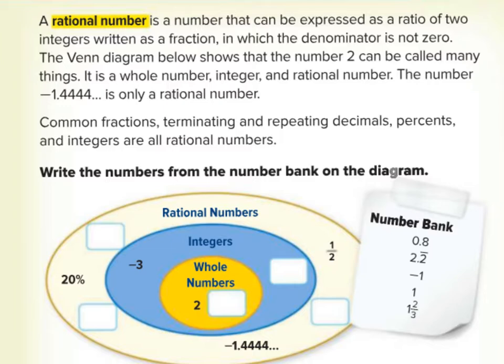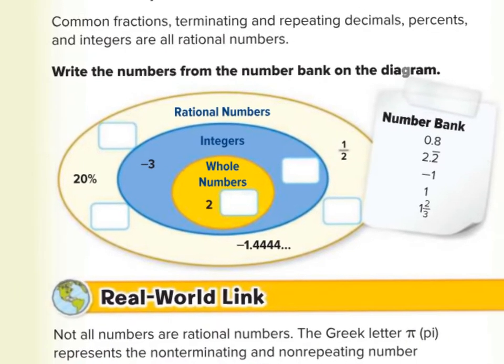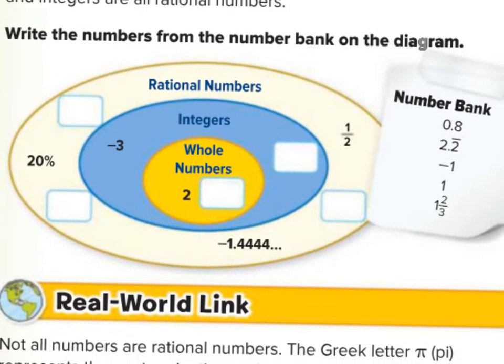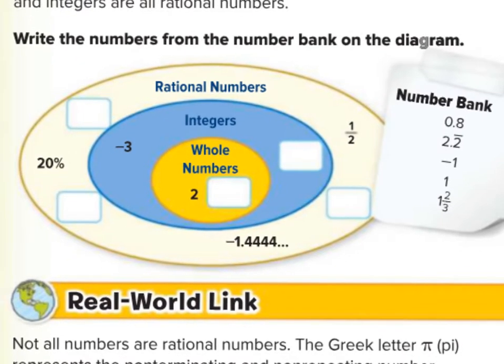So let's work on this Venn diagram. I would recommend that you copy this down carefully. We've been given a number bank here on the right hand side with a list of numbers, and we are supposed to place these numbers where they go on this diagram. So write the numbers from the number bank on the diagram.